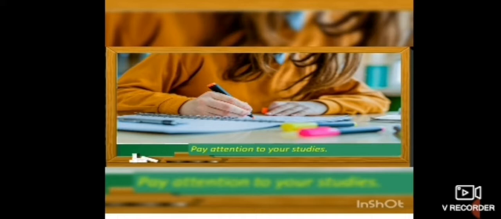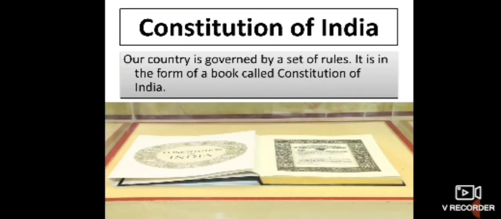Okay? See, students, like this, we have some rights from our government and we have some duties towards our government. Okay? And all these rights and duties are written in the Constitution. What is Constitution? Our country is governed by a set of rules. It is in the form of a book called Constitution of India. And all these rights and duties are given in that book, which we call Constitution of India.